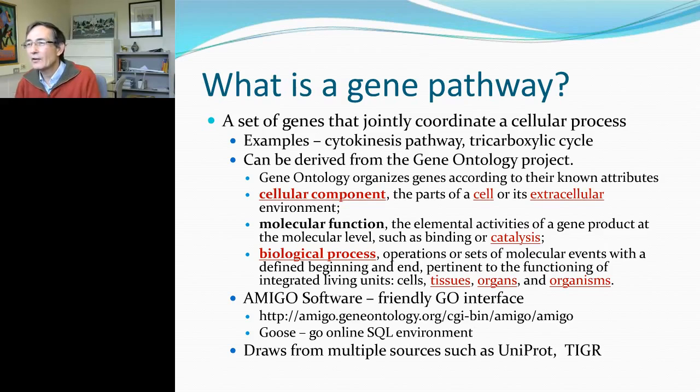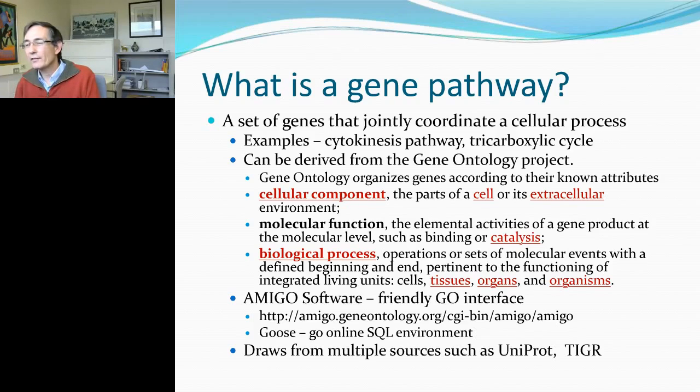The first question is, what is a gene pathway? One definition would be that it's a set of genes that jointly coordinate a cellular process. One example would be the cytokinesis pathway or the tricarboxylic acid cycle. These kinds of pathways are cataloged in several different resources. One of them is the Gene Ontology project, and that project organizes genes into certain attributes such as the cellular component, molecular function, or biological processes that the genes influence.